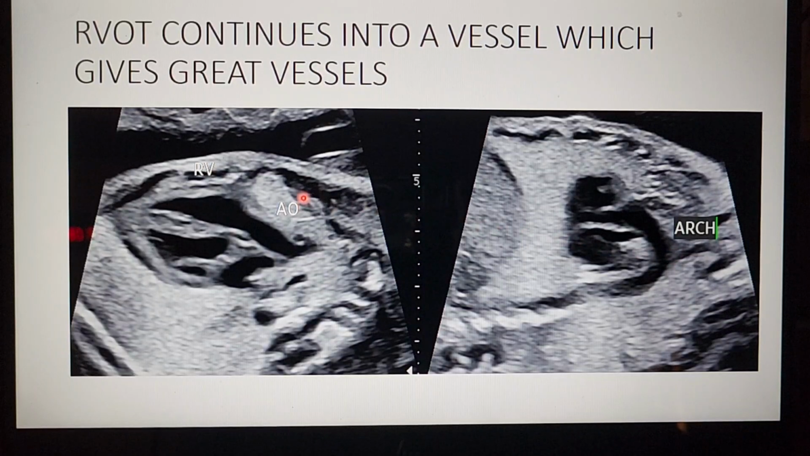So the right ventricle gives rise to a vessel which does not branch immediately but gives rise to great vessels and continues as the aorta. So the right ventricle gives rise to aorta, and there is a right ventriculo-arterial discordance.